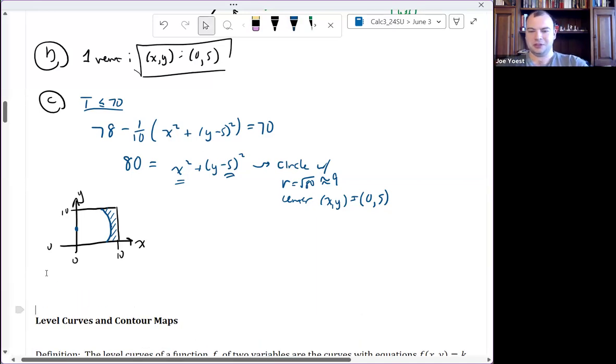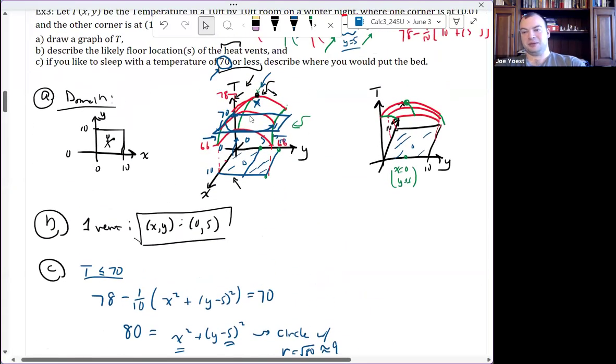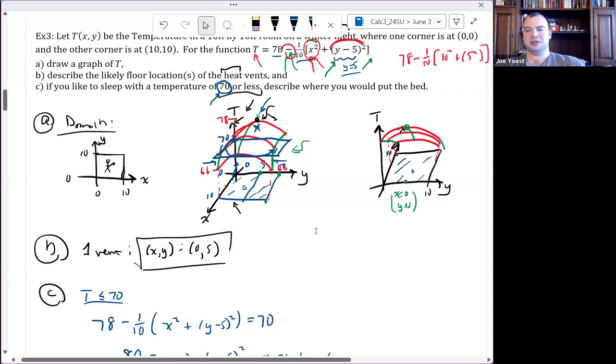I suppose that's kind of common sense. We maybe didn't need Calc 3 to figure out that if you want to be cool when you sleep, don't put your bed on top of the heat vent, put it on the other side of the room. But of course, you can imagine a more complicated setup where we might have a more complicated surface, taking the temperature at different points in the room with different heat vents and different heat sinks as well, maybe windows making one area cooler or something.